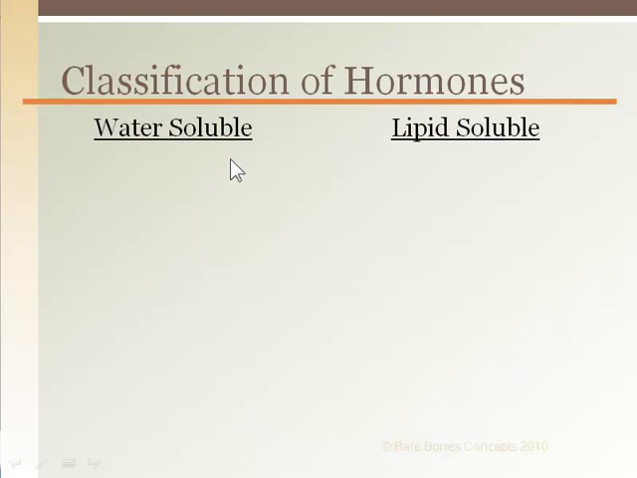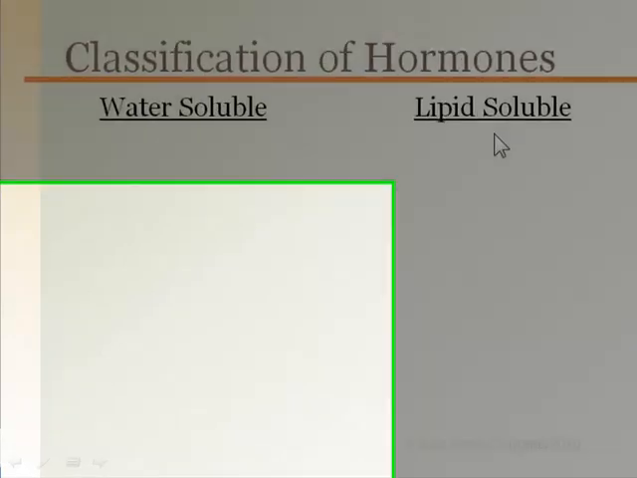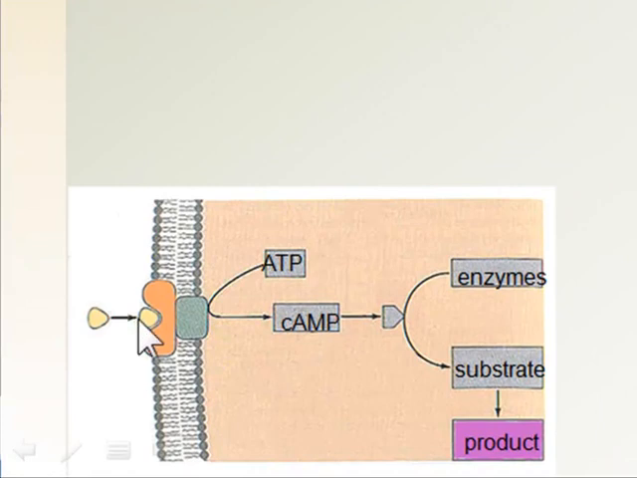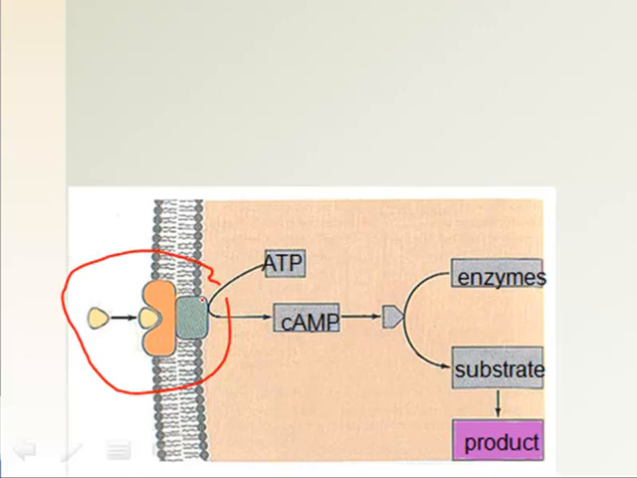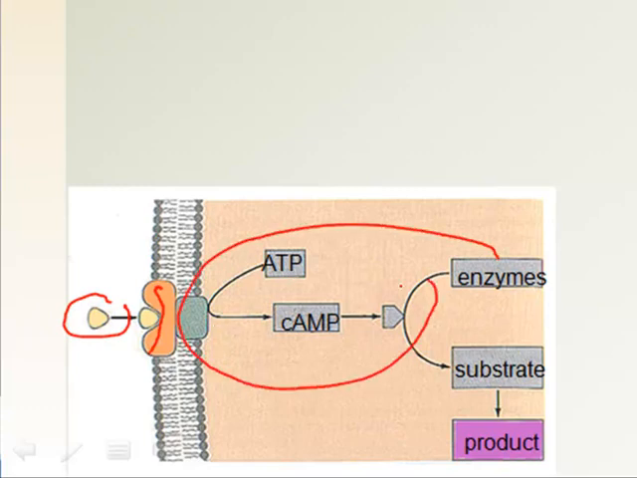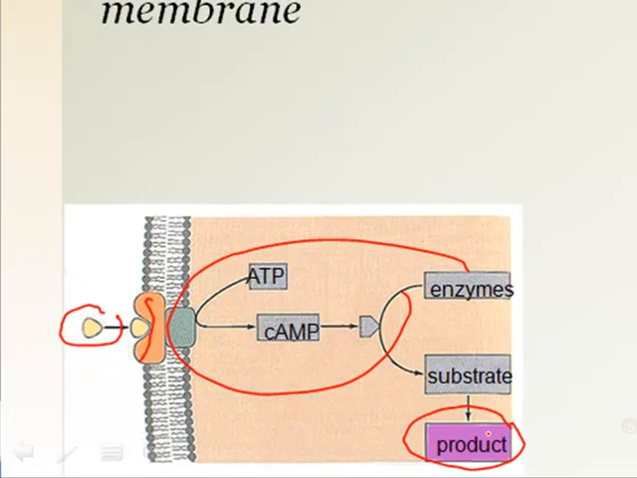Hormones are classified as either water-soluble or lipid-soluble. Water-soluble hormones have receptors, like a docking station, on the surface of a membrane. These receptors have to be on the outside of the cell because the water-soluble hormones cannot cross the lipid bilayer that makes up the cell membrane. Once the hormone binds with the outer receptor, it starts a chemical cascade called a second messenger system, which causes something to happen within the cell, which produces a pre-made product.